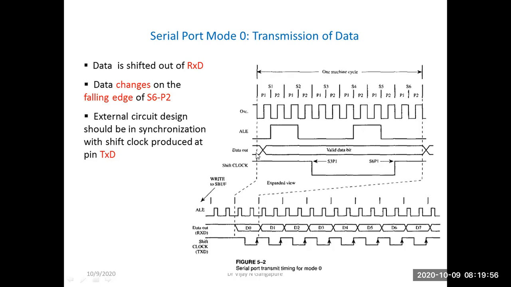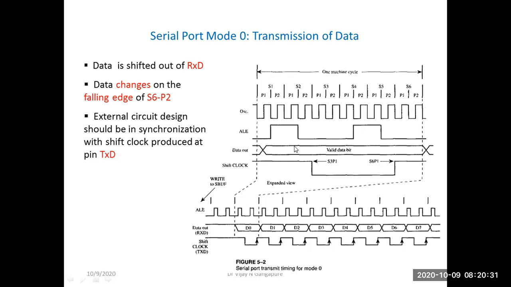Now as I told you, during transmission of data on the RxD pin, data will be shifted out. Okay, and this data changes on the falling edge of S6P2. S6 means this state number 6, and P2 means this P2, and falling edge means this is the falling edge. So data changes on the RxD pin on each P2 falling edge in the S6 state.